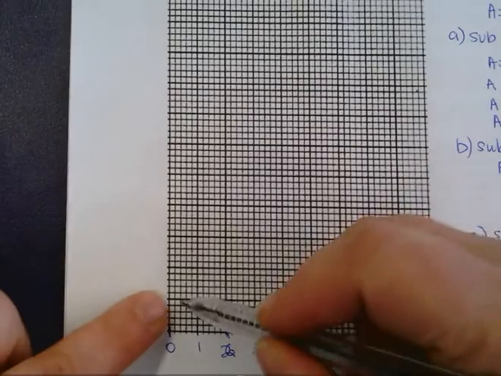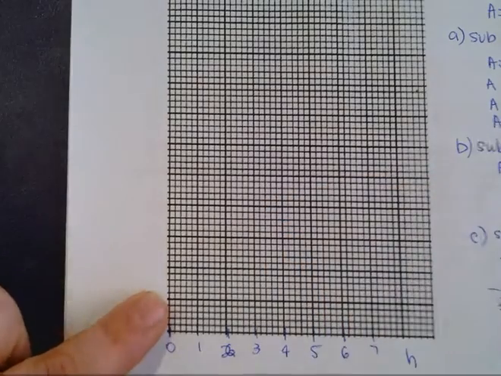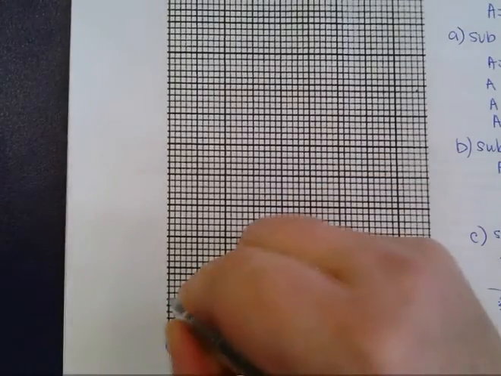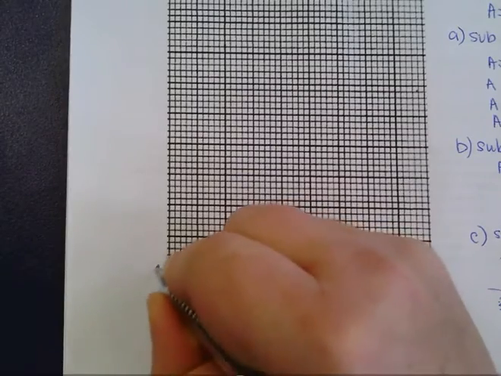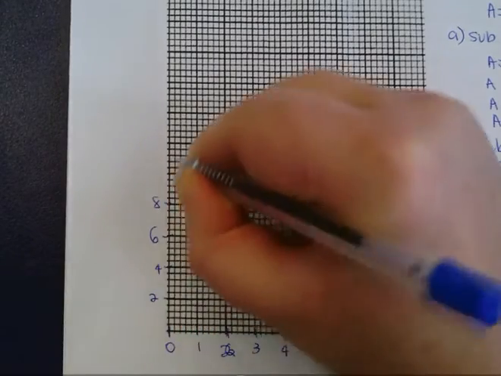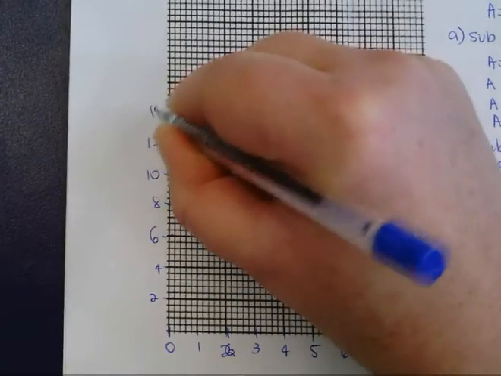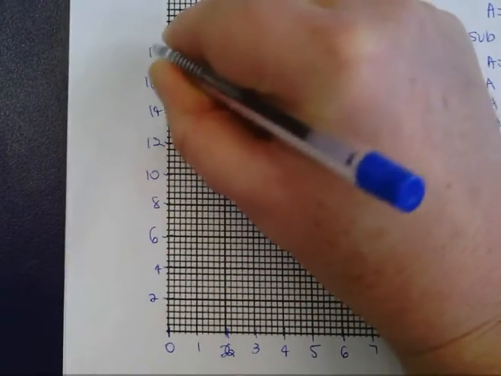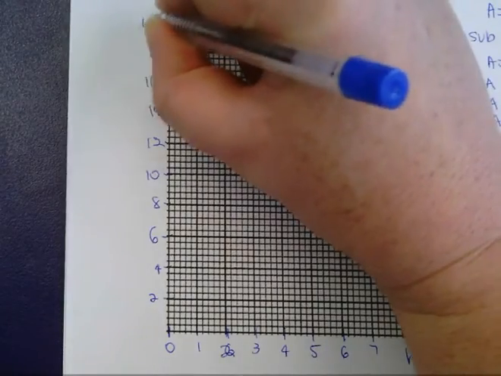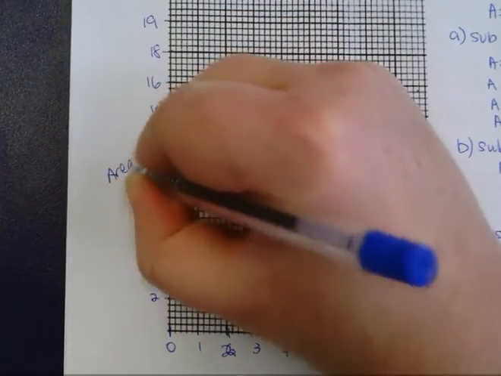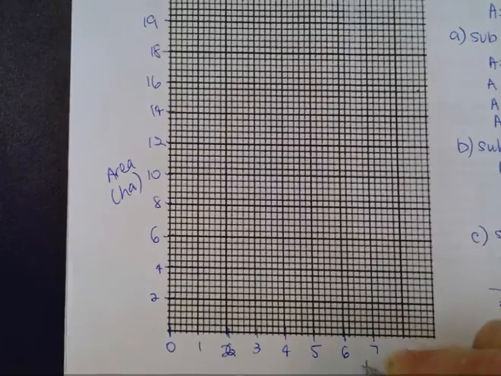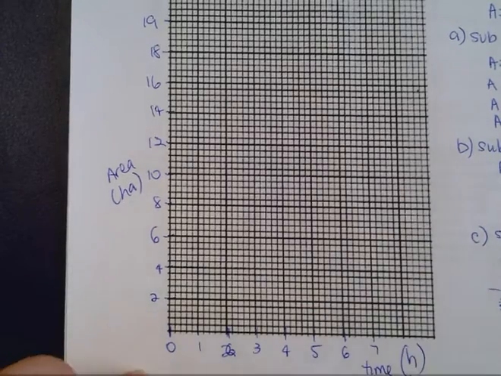Okay, so what are we going to go up by? 2, 4, 6, 8, 10. You can go up by 2s. Okay, so we've got 2, 4, 6, 8. Be careful with these. 10, 12, 14, 16, 18, 20. That is your area in hectares. And that's your time in hours along the bottom.